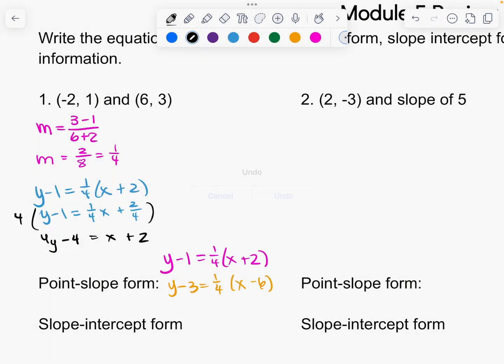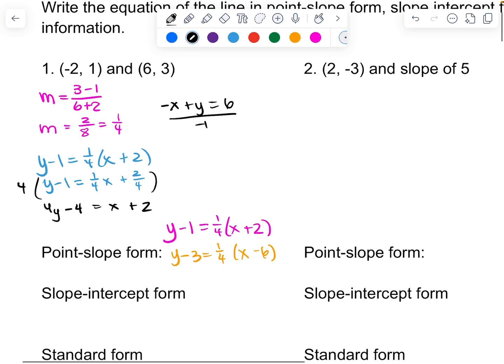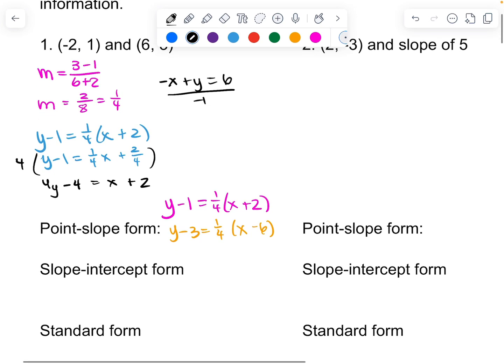So I'm going to subtract x to the other side, and I'm going to get negative x plus 4y, and I'm going to add the 4 to the other side, and I'm going to get 6. But you can't have a negative in front of the x, so I'm going to divide everything by negative 1. Oh, I went straight to standard form. Sorry about that. That would be x minus 4y equals negative 6.